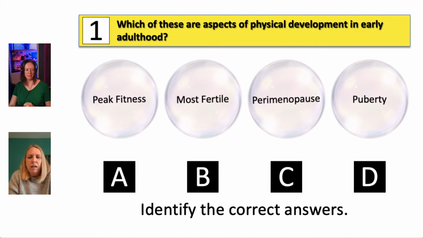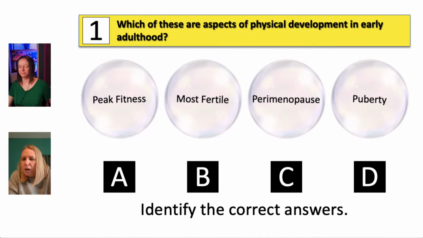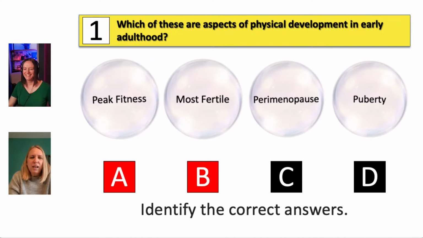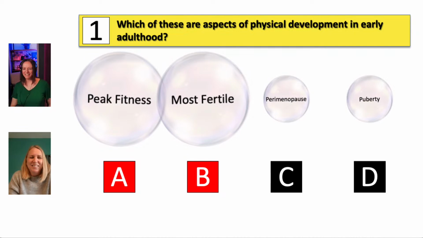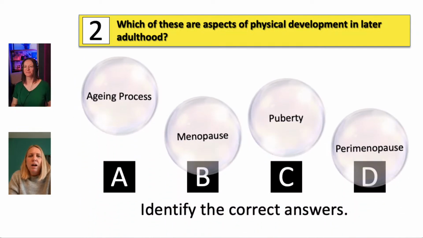Molly's smashed it, I think, with A and B. Everyone's saying A and B. Yeah. Angel and whoever else is with Angel. I think what I put, Liz, is it A and B? It is. Well done, everyone. Brilliant. So a round of applause. Early adulthood is when you're most fertile.